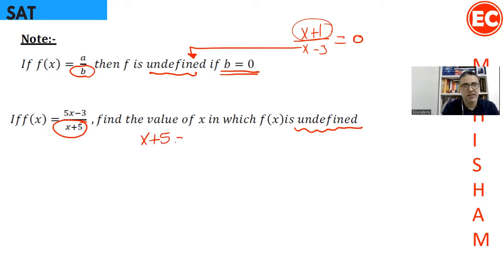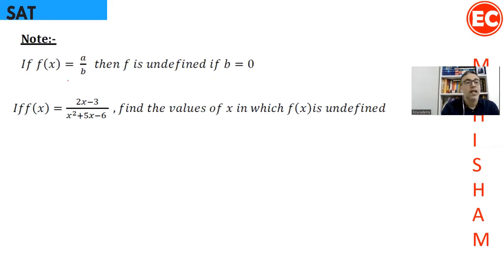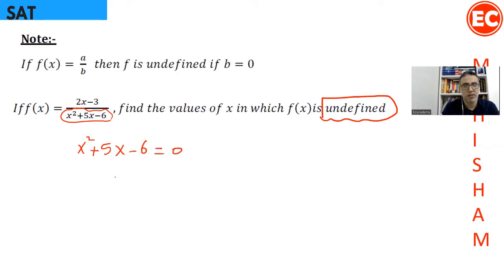So x plus 5 is equal to 0, so x is equal to negative 5. So notice that if you are working with any fractional function, the denominator shouldn't be equal to 0. Another example, if f of x is equal to x minus 3 over x squared plus 5x minus 6, and I wanted to find the values of x which make this function undefined. So I am looking for the values which make x squared plus 5x minus 6 equal to 0.